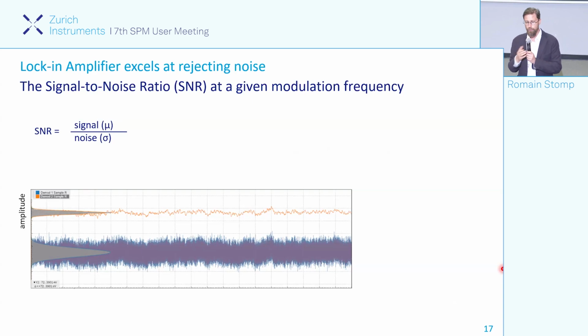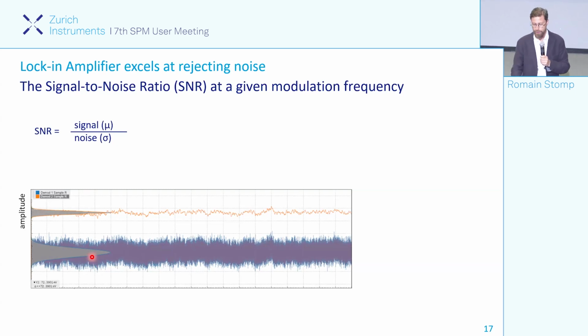We all know that a lock-in amplifier excels at rejecting noise, but it's always good to define it. The lock-in output, whether it is phase or amplitude, is a stream of a lot of data. If you make a histogram of this data distribution, the histogram is supposed to be Gaussian. That means you have white noise.